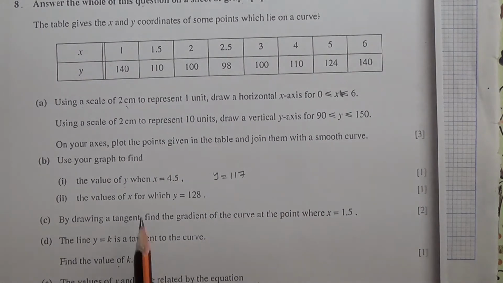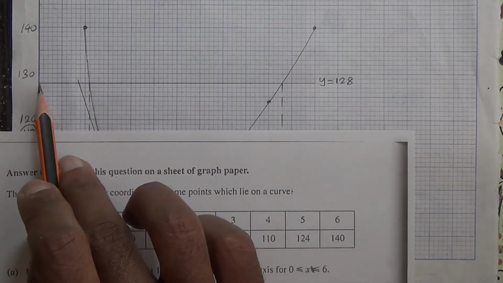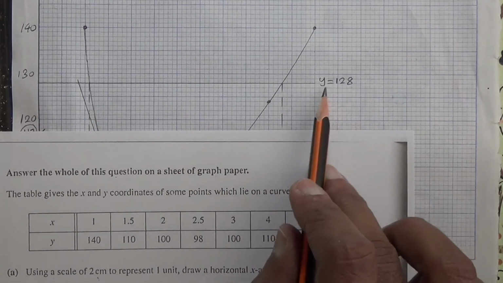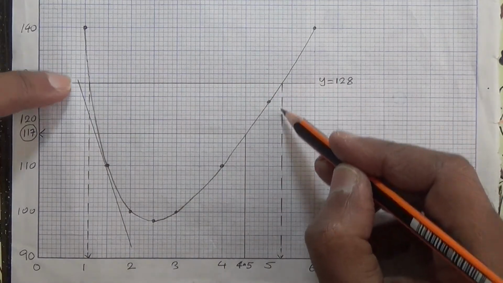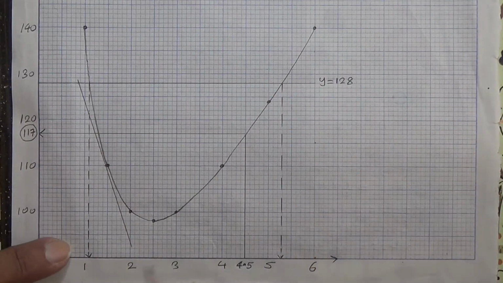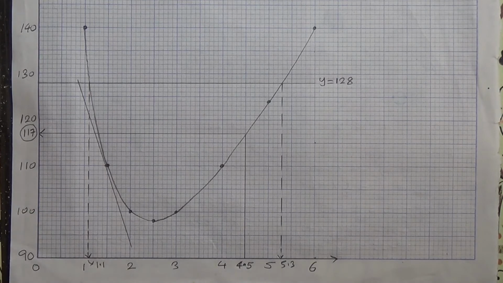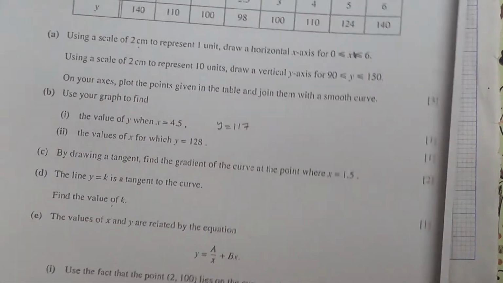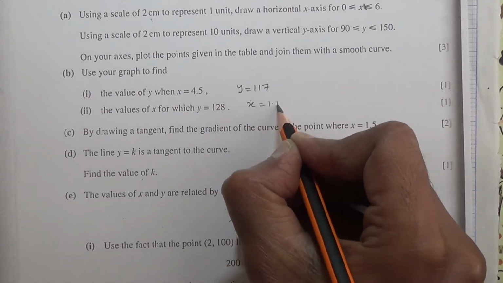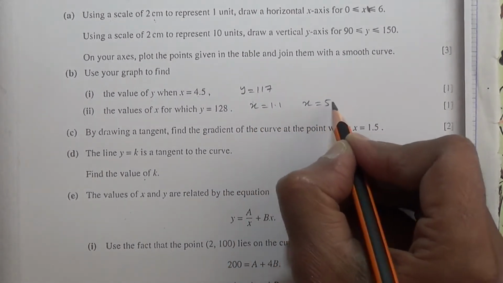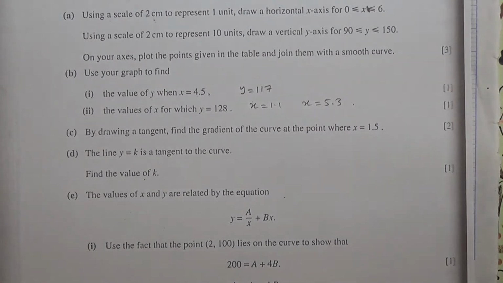So the answer to this one is y is equal to 117. And then we need to find the values of x for which y is equal to 128. Here we are. Draw a line here, y is equal to 128, and where it touches the curve at 2 points, you just drop 2 vertical lines down here. You're going to get this one as 1.1 and this as 5.3. So that's the second part to the question. So 1.1, basically, is the solution to this equation.